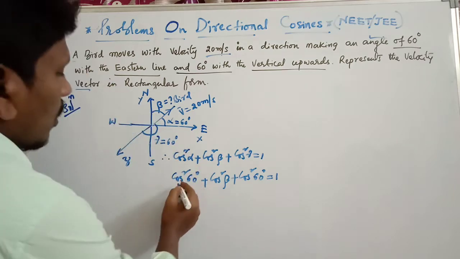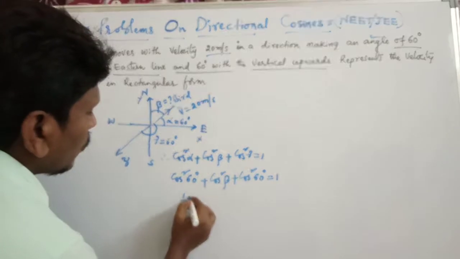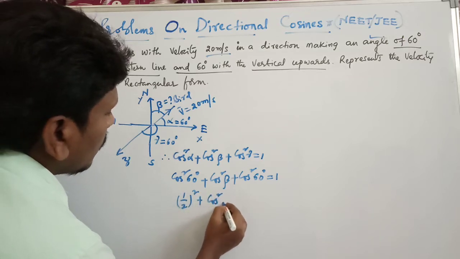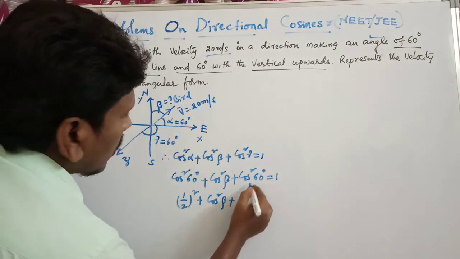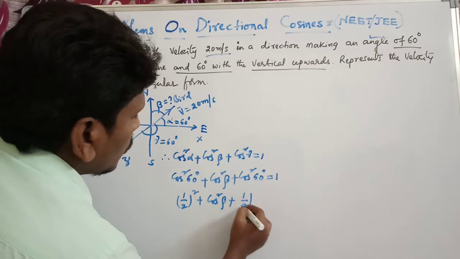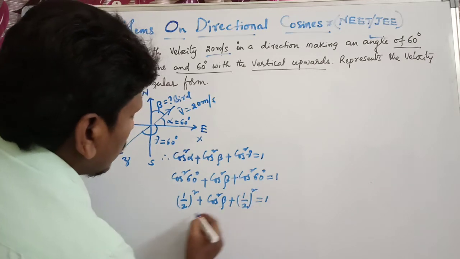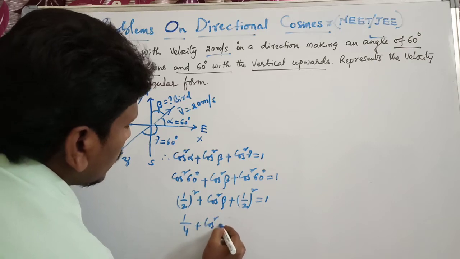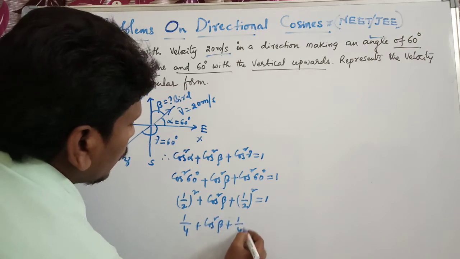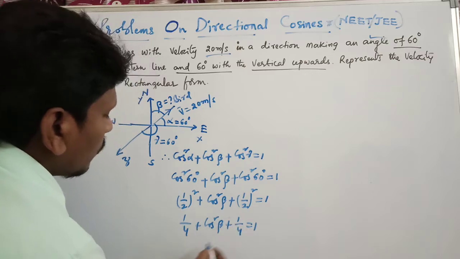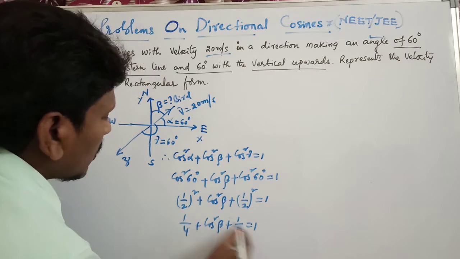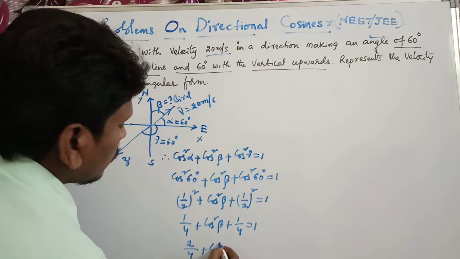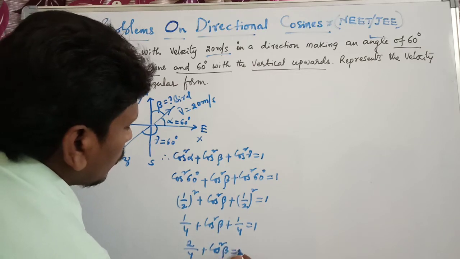Next, cos 60 is 1 by 2, whole square, plus cos square beta, plus cos 60, also 1 by 2, whole square, equals 1. This is 1 by 4 plus cos square beta plus 1 by 4 equals 1. So 1 by 4 plus 1 by 4 is 2 by 4, plus cos square beta equals 1.